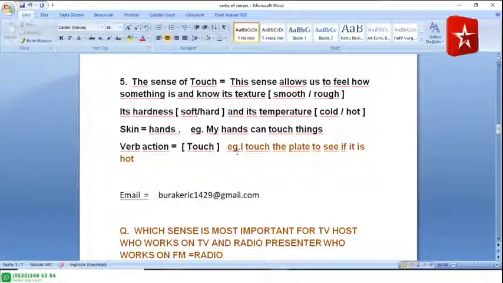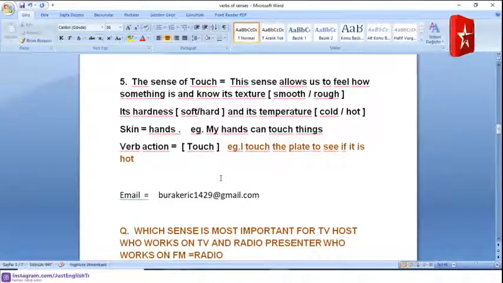Guys, look on the board. It says, I touch the plate to see if it is hot. Now, what was the action done here, guys? Tell me now. What was the action done here? Students, you are doing a good job. Thank you for your feedback and thank you for your interactions in the class. My question is, I touched the plate to see if it is hot. Now tell me what sense that is.